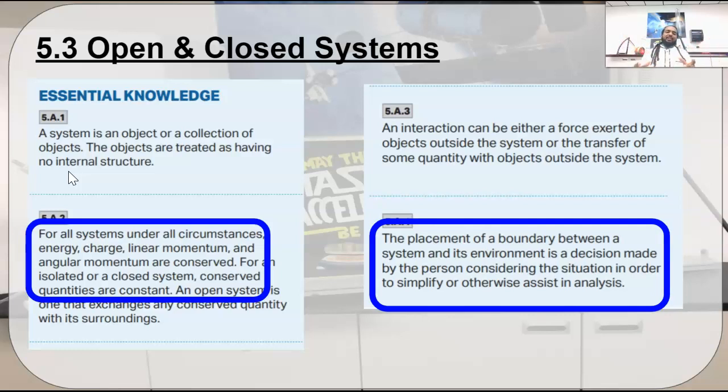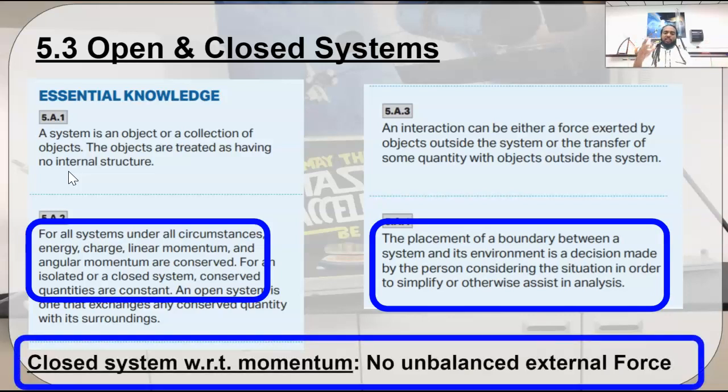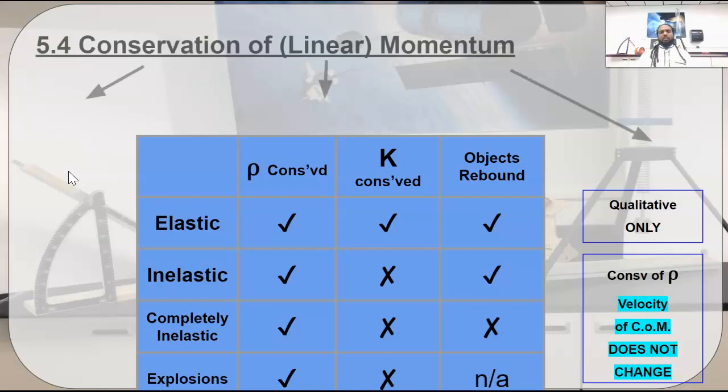And how do we define a system? It's really up to the observer, and it's based on what's convenient to us. Usually we're going to try to define a system in such a way as to allow us to apply conservation of momentum within the system. And so what are the conditions for that? The conditions for a closed system with respect to momentum would be that we have no unbalanced external force on the system. So this is the meat of the matter, conservation of linear momentum.